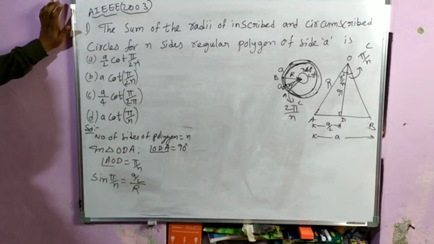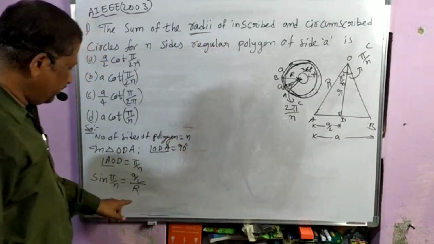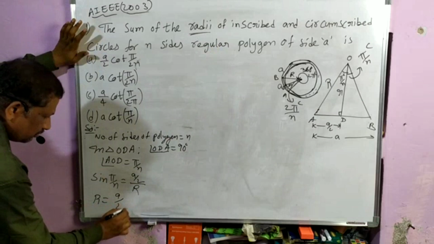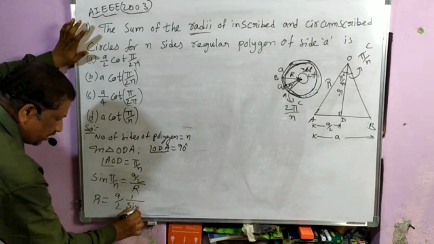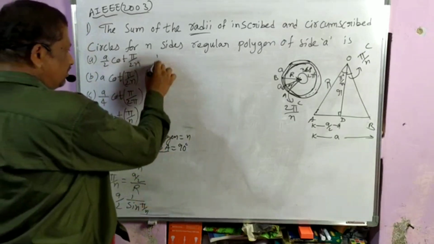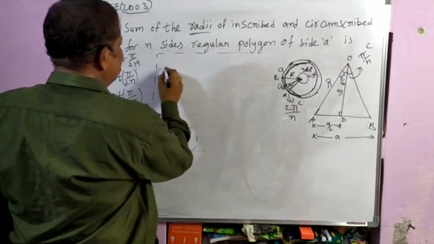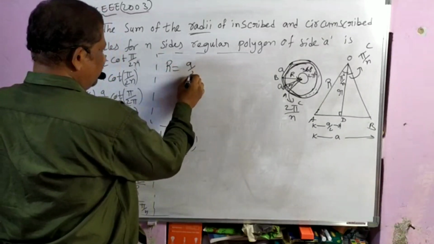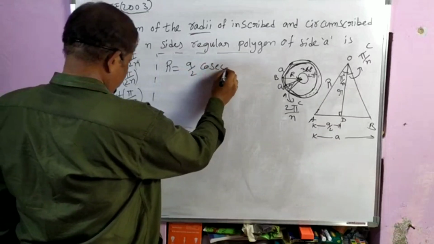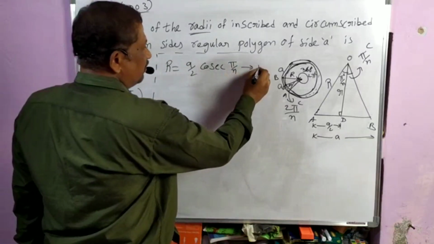So we have to find the sum of the radii. So R, you have to find this. R is equal to A by 2 times 1 by sine pi by n. Okay, clear? Otherwise we can write this as R is equal to A by 2 times 1 by sine, which means cosecant pi by n. Equation 1.